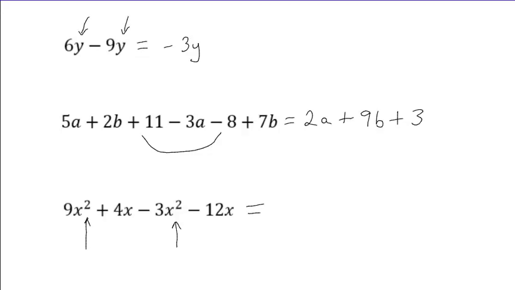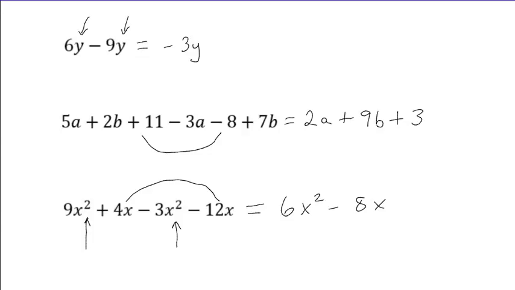So my like terms, I've got a 9x squared, and then I've got a negative 3x squared. So 9 minus 3 is 6x squared. Again, remember, you do not touch the exponents. The variable part stays exactly the way that it was. And so similarly on this problem, when I do the same thing with my x's, I have a 4x and a negative 12x. 4 minus 12 is negative 8x.